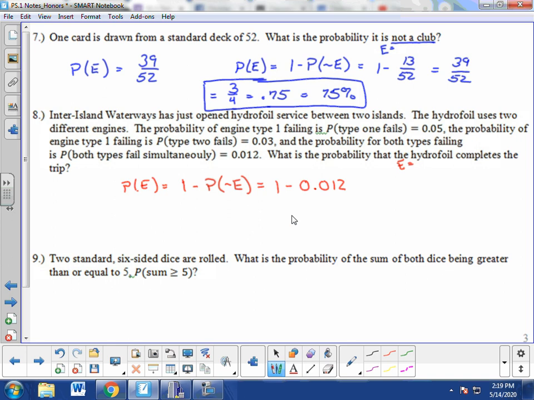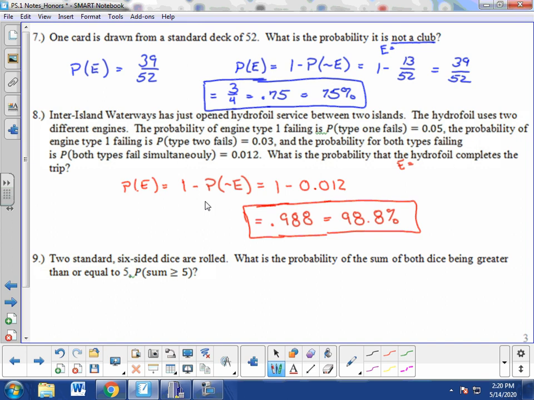0.012. So we can bring that down into another decimal, which is 0.988. So we have a 98.8% chance of being able to complete the trip. So here, because the information they give us is in relation to us not making the trip, we can change this from the probability of it happening to 1 minus the probability that it does not happen.